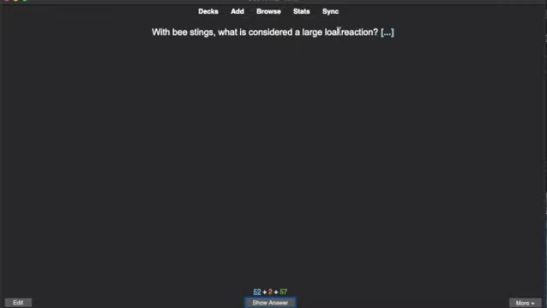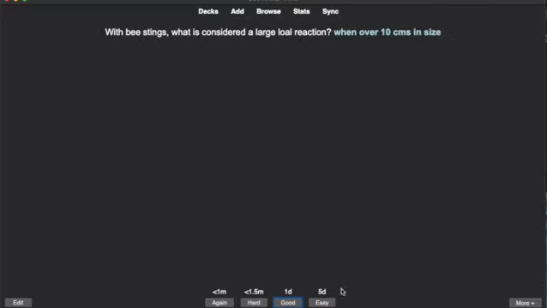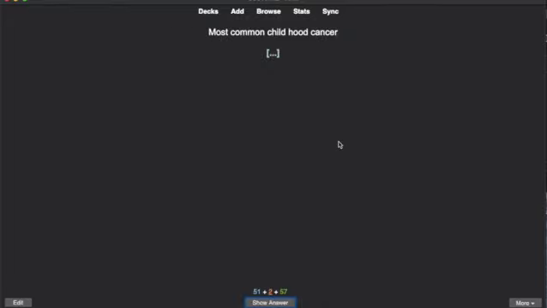A large local reaction. I don't even know what this was saying. Bee stings, what is considered a large? It was like more than 10 centimeters. It's a large area reaction. I can't remember what that was supposed to say. That's the downside of not having spell check on this. Just lazy. Most common childhood cancer. Acute lymphoblastic leukemia. Look at that. One day I'll see it tomorrow, because I got it wrong.